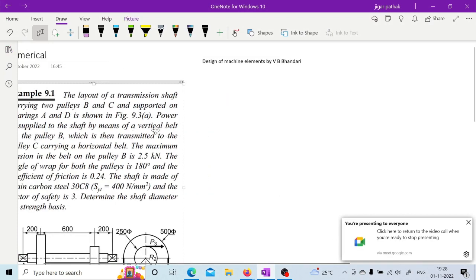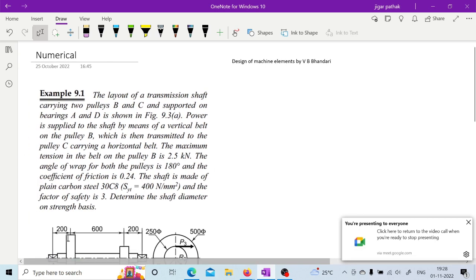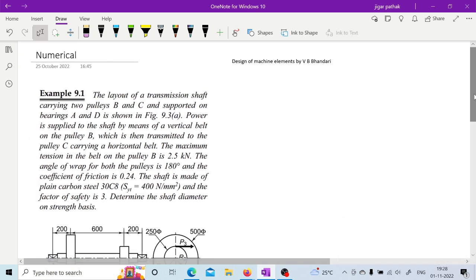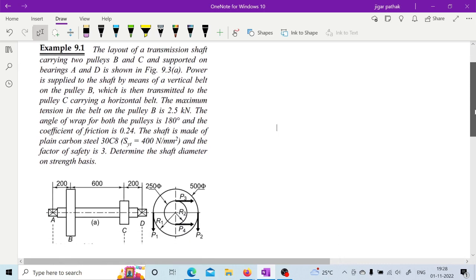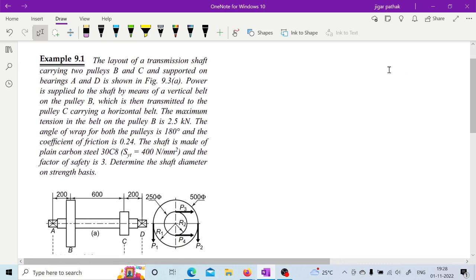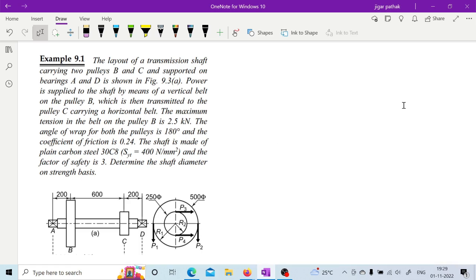Now, as you can see, there is one numerical here. Can you see it? Yes sir. Yes. So here you are required to design a shaft which is subjected to these kinds of stresses and carries this kind of machine element.